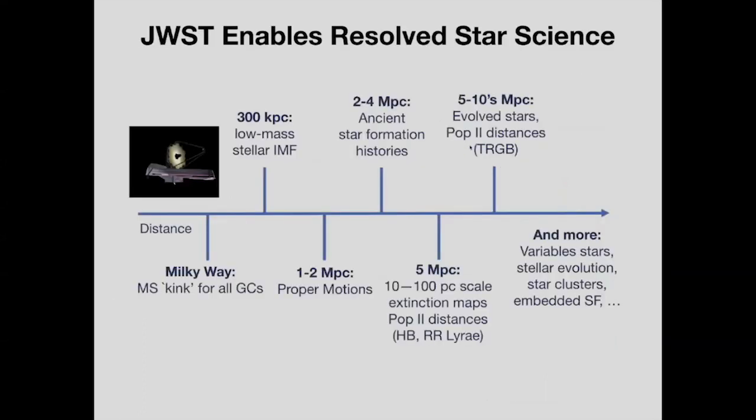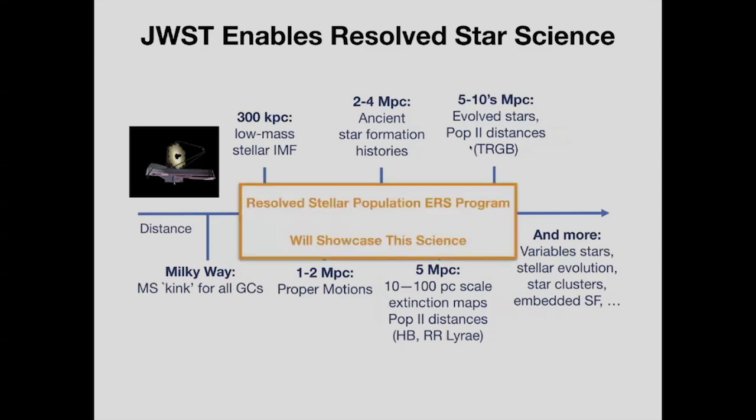So one way to look at this is to look at science as a function of distance from the Milky Way. So what we're seeing here is JWST observing objects from close to far, left to right, all the way from the Milky Way to tens of megaparsecs. And what I'm going to do is just walk through various types of science that JWST is going to enable at each of these distances. And there's far too much science to describe in its entirety, but I'm just going to go through the highlights. So JWST will showcase all of this.